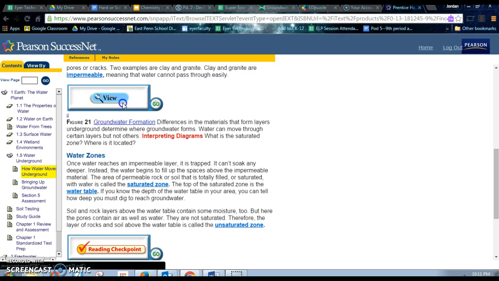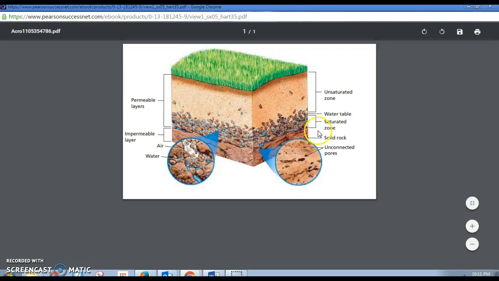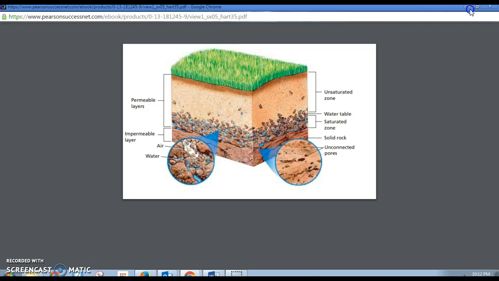So we look back at this big picture that you have in front of you, and you might see the saturated zone is here, and you can see water in the saturated zone. And if you know what the word saturated means, you know that it means wet. So this is the wet zone. And if you look at the unsaturated zone, it's the non-wet zone. So there's the difference in this diagram. And you should be able to see it and label it on your sheet as well.